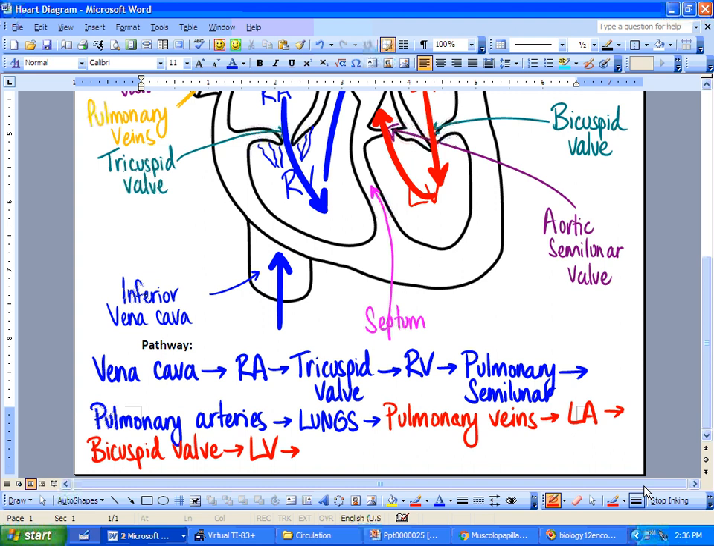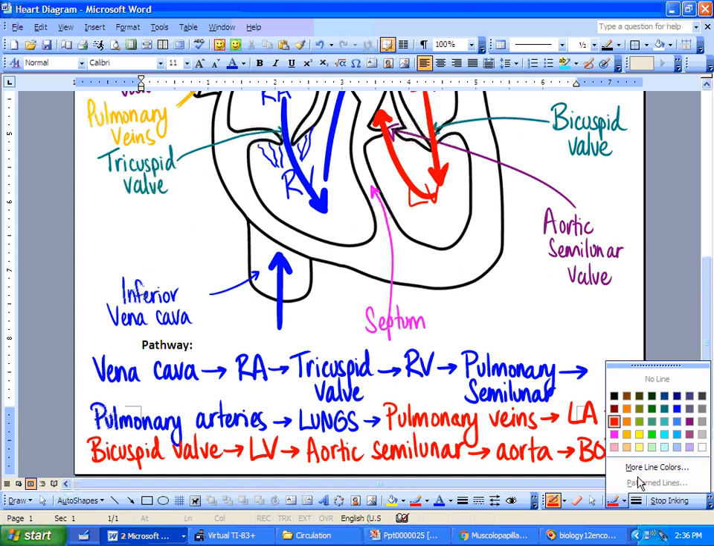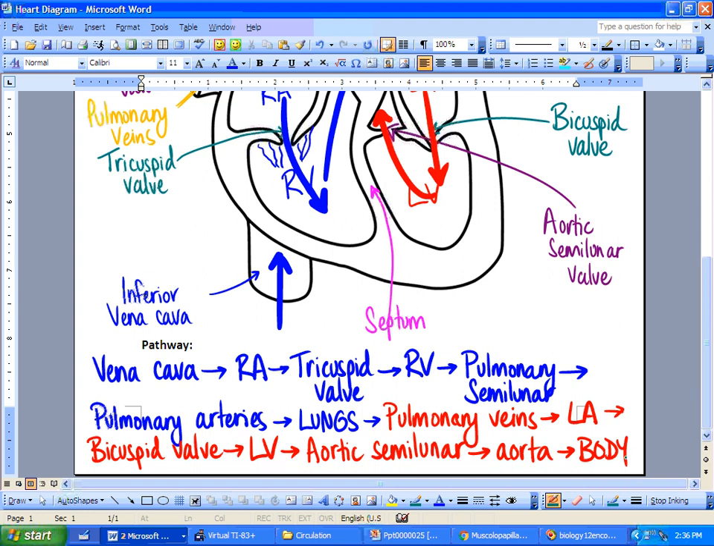So left ventricle, we then go through the aortic semilunar valve, that takes us into your aorta, the big pipe that's going to serve your whole body. Aorta, body. Your body is then going to use that oxygen in the blood, and it comes all the way, circles back to the heart, in through those superior and inferior vena cava.